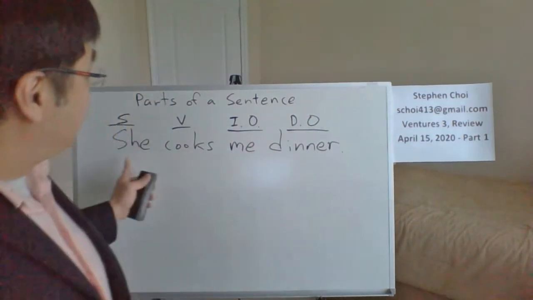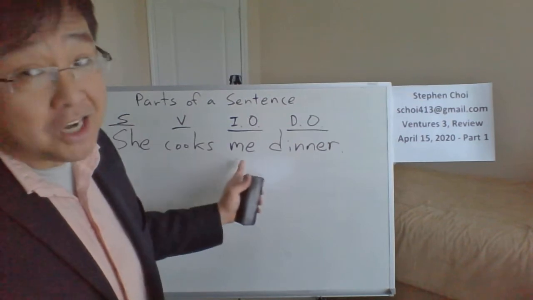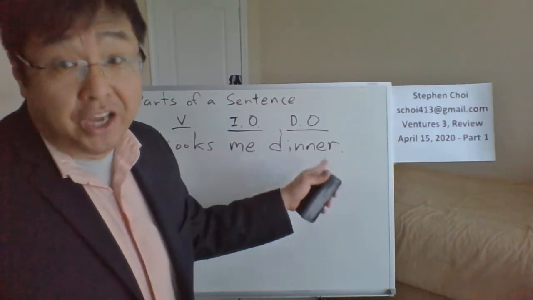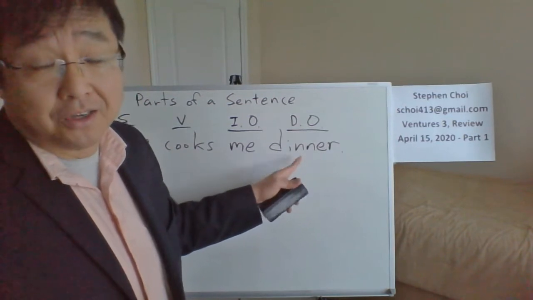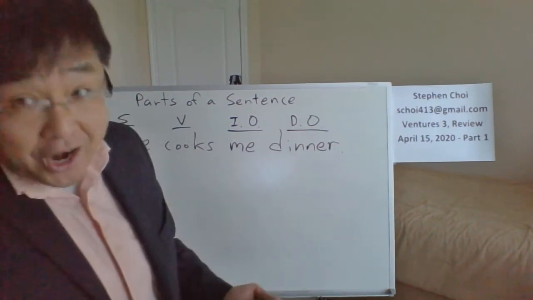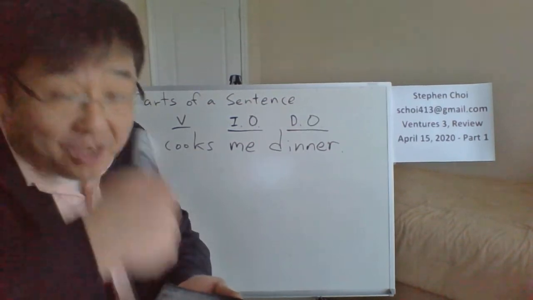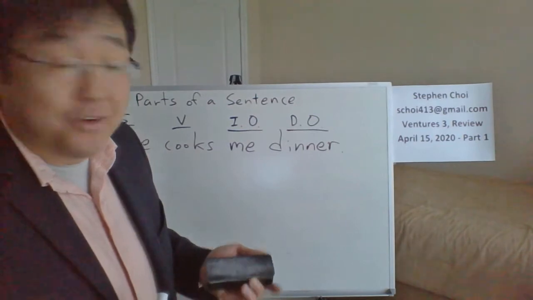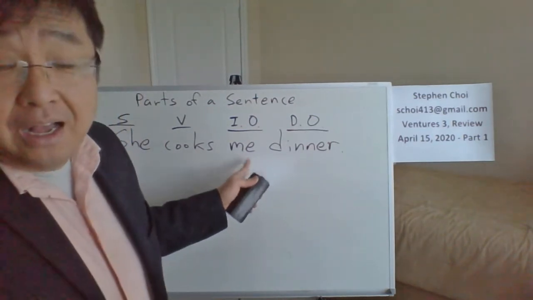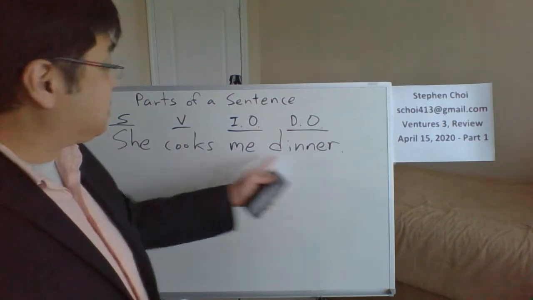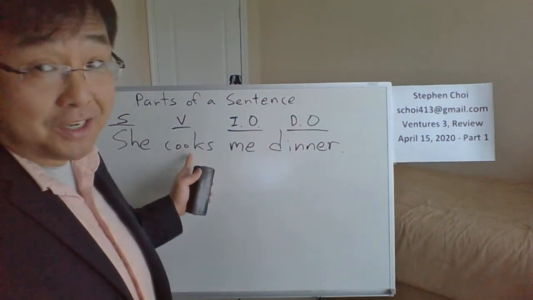Okay? All right. So she's not cooking me. She's cooking dinner, right? She cooks dinner. That's the direct object, okay? And then, when she cooks dinner, I eat, right? I get to eat dinner, right? So me is the indirect object, okay? I receive dinner, okay? I don't receive cooking, okay?